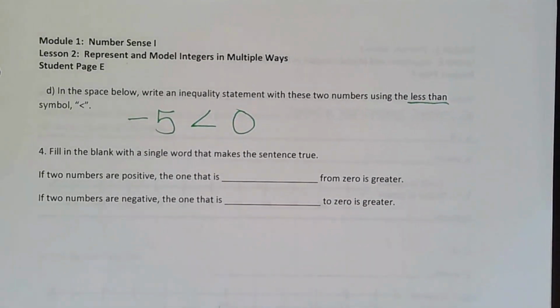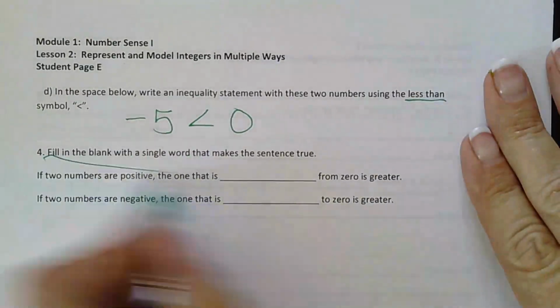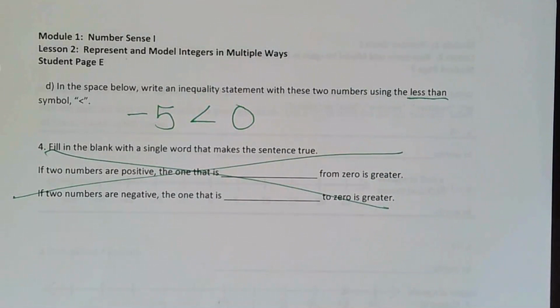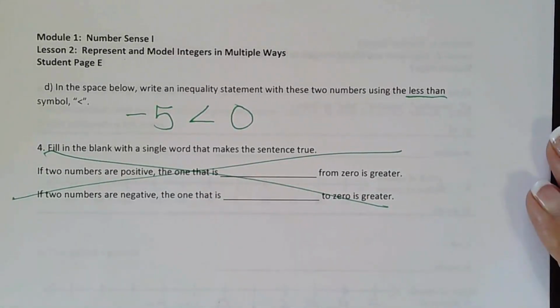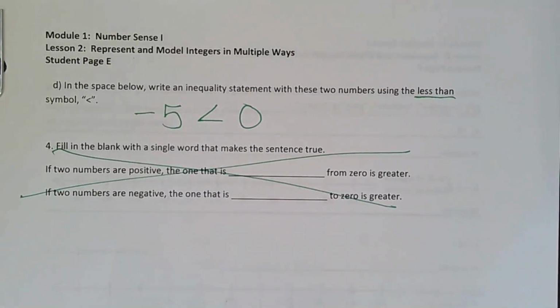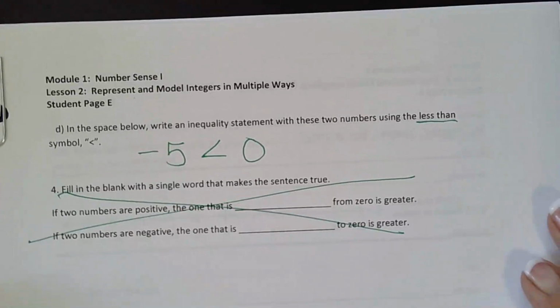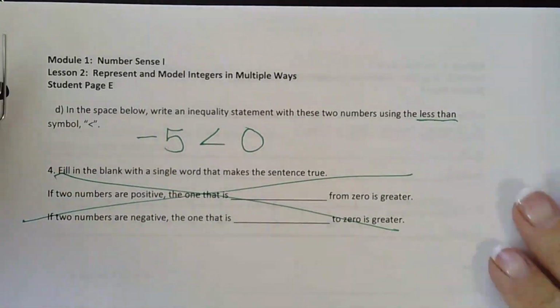Fill in the blank with a single word that makes a sentence true. If 2 numbers are positive, the one that, oh, I hate this. Never mind, don't even read that. Because that gets students so confused because they're like, oh, it's farther from 0. No, no, no, no. Always look for the number on the right. So don't even look at that. Whoever made this was crazy. Not anything you ever want to know about which one's further, which one's closer. No, no, no. Too confusing. Just remember the number on the right is always the largest.